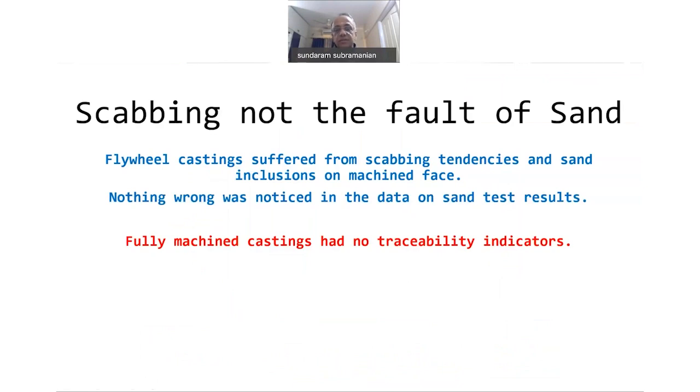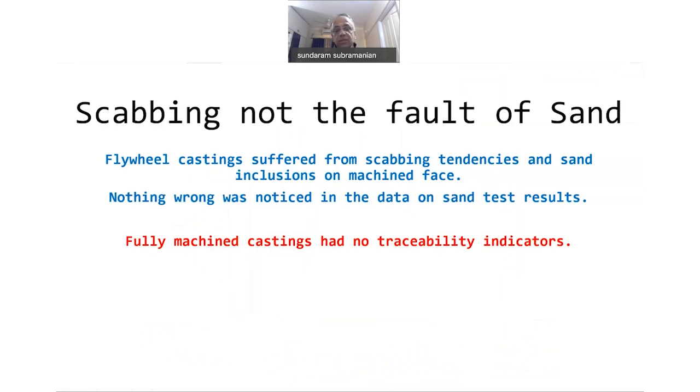These flywheel castings are almost 90-95% machined, maybe 100%, all the faces. Nothing wrong was noticed in the sand test results. So is there anything wrong with the sand? But scabbing is related to sand. A fully machined casting had no traceability indicator. That means once you machine it, you don't come to know which part of the casting is traceable to the actual positioning of the cavity inside the pattern.